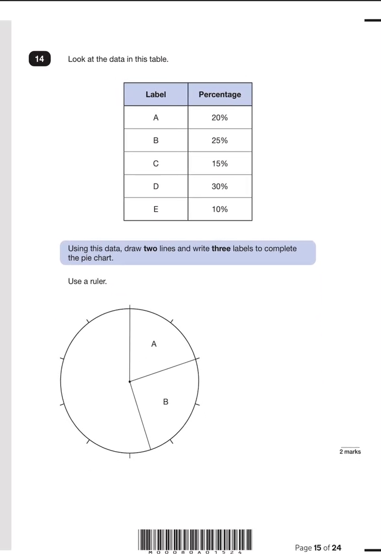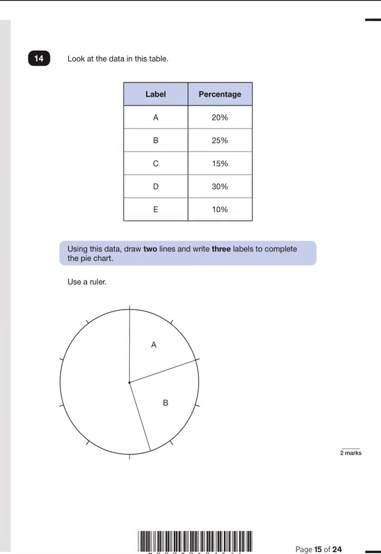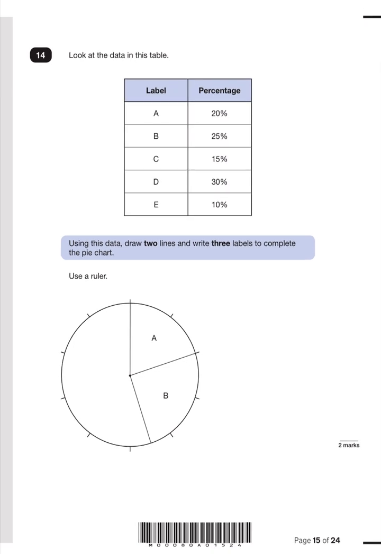Number 14. Look at the data in this table. Using this data, draw 2 lines and write 3 labels to complete the pie chart. Use a ruler. So A is 20%, and we can see that's taking up 2 parts. This is 1, that's 2. B is taking 1, 2, 2 and a half, and we can see that's 2 and a half, 25. C would be 1 and a half.